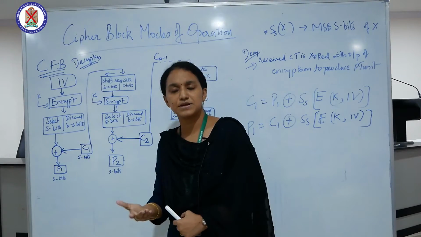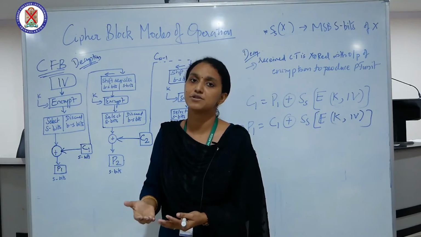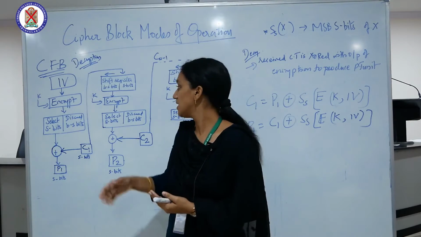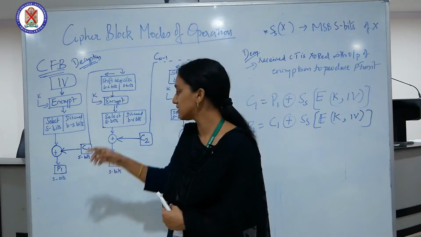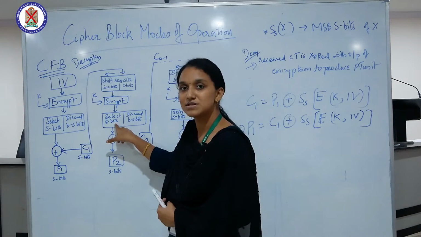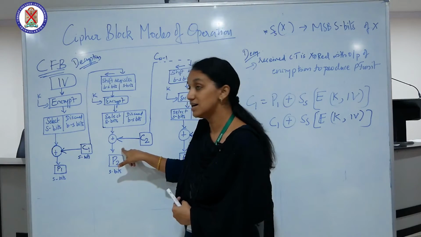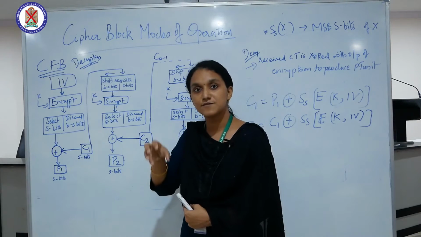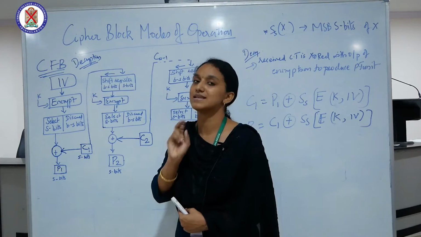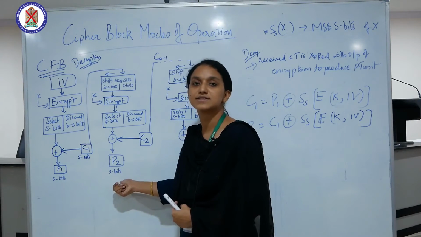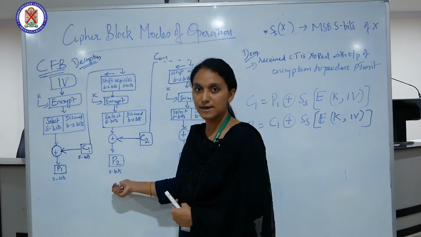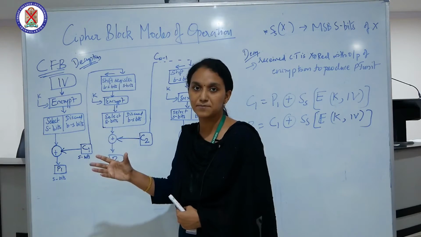Again the process is repeating. It enters the encryption algorithm using the same key k, and out of that result you select the S bits, you discard the remaining bits, and the selected S bits are now XORed with the received ciphertext unit of the second block, that is C2, to get the plain text P2, S bits. Okay, so the process is actually simple enough.